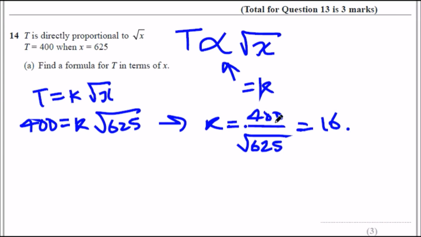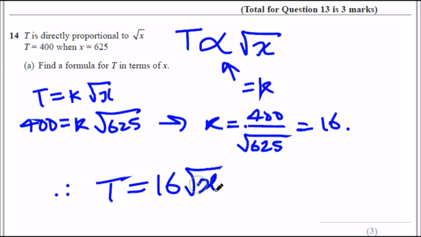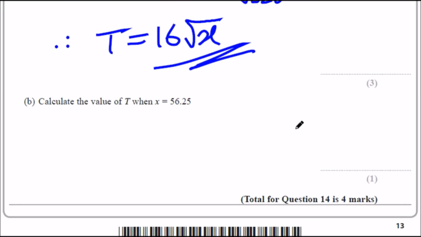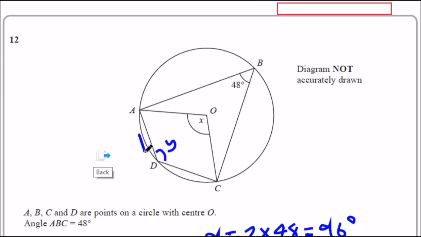So k is 16. So therefore, you want to find a formula of t in terms of x. So this means you only want t and x in the equation. So you want to replace k with a figure. Since k is 16, we can say that the formula is therefore t equals 16 root x. Coolio. All right, B. Calculate the value of it. This is easy. Just plug this in. So t equals. Oh God, no.